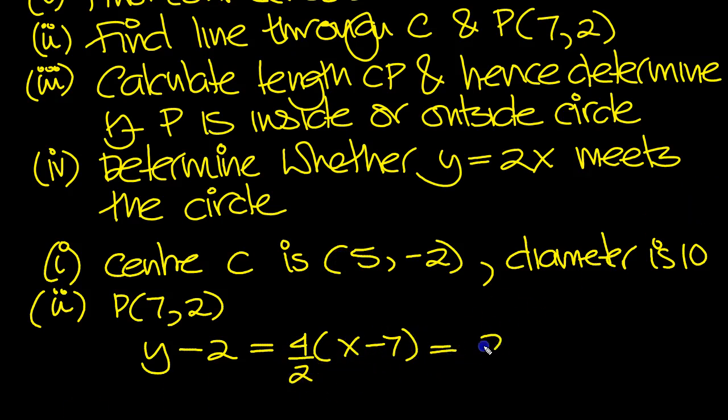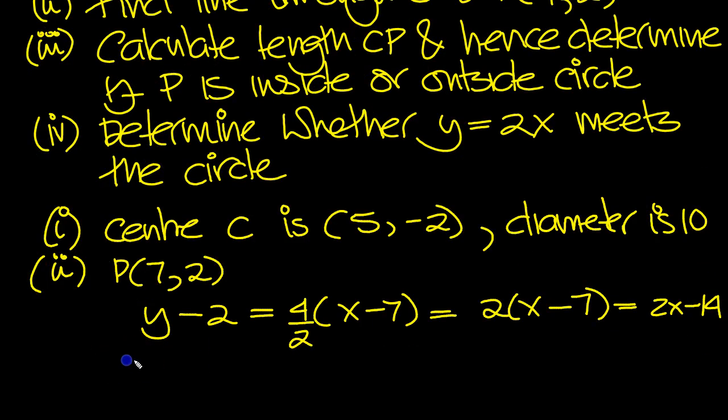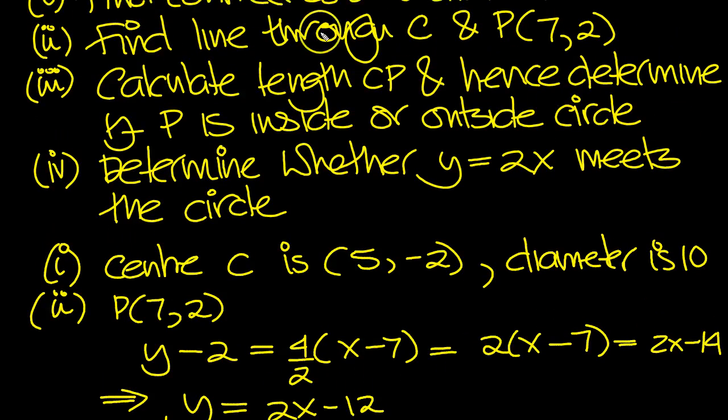So that's equal then to 2(x − 7), which is equal to, expand the bracket, 2x − 14. So that tells us then that y is equal to 2x, move the −2 over to +2, −14 + 2 is −12. So there's our line then, through C and P, which was part 2.